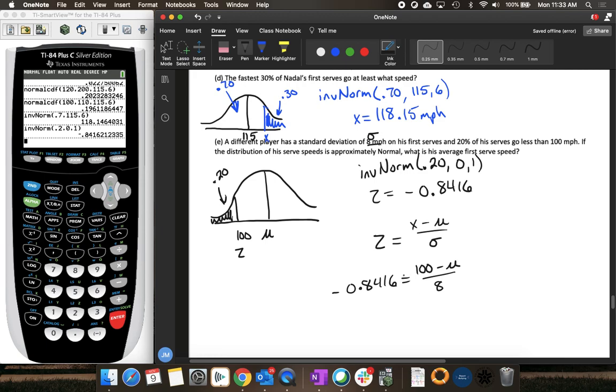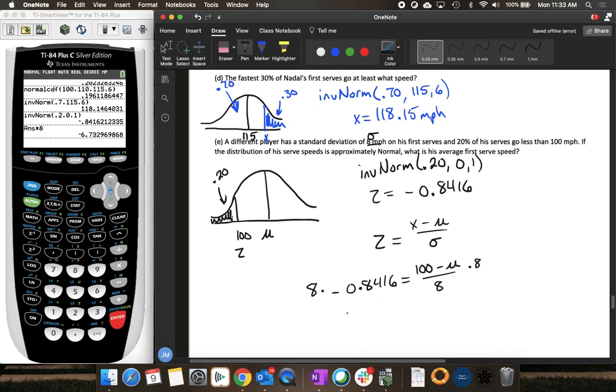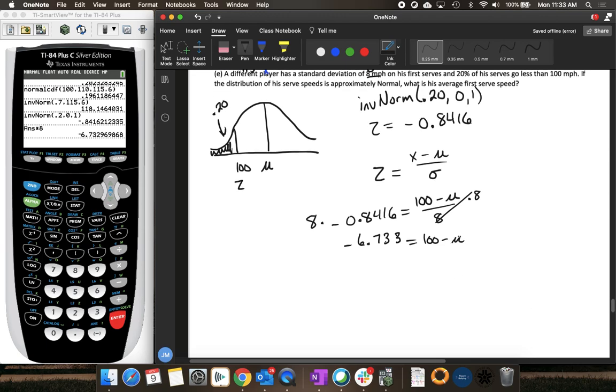So to solve for our mean, now we just have to solve this equation. Let's start by multiplying by 8 on each side. So we'll take that number that we just got and multiply by 8. It is negative 6.732 or 733. We'll go that far. That is equal to, the 8s are going to cancel out, so 100 minus mu. Now we want to get our mean, which is mu, by itself. So we'll just subtract 100 from each side.